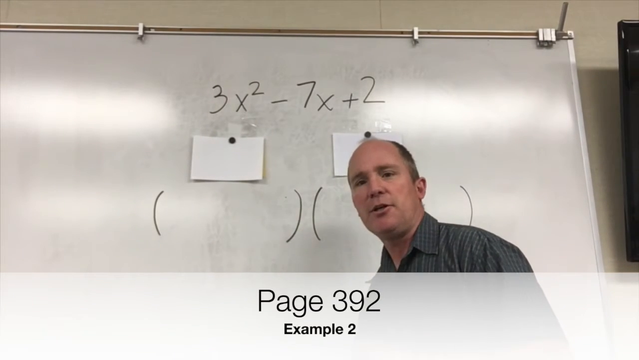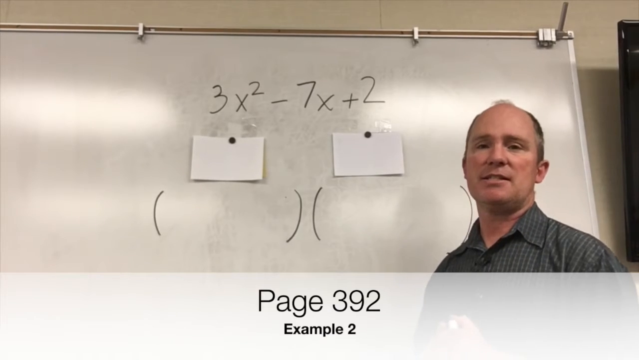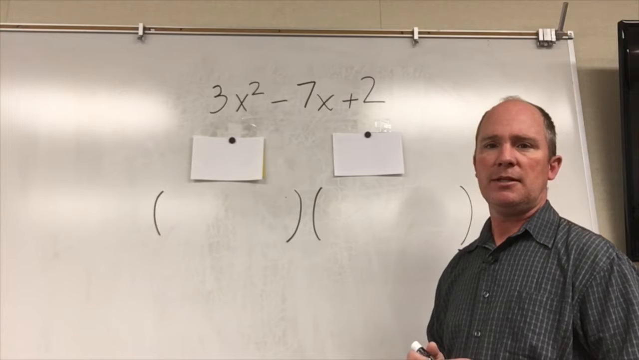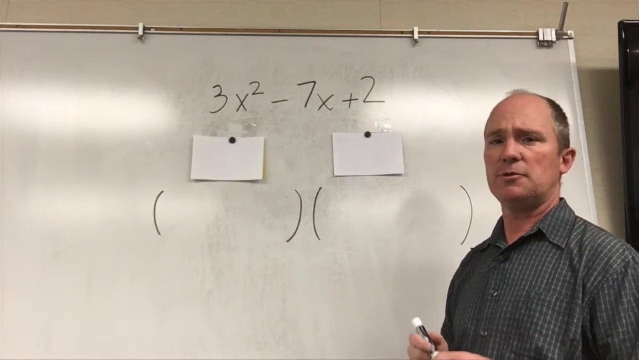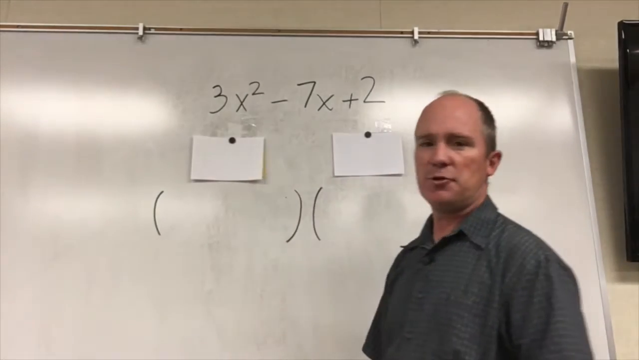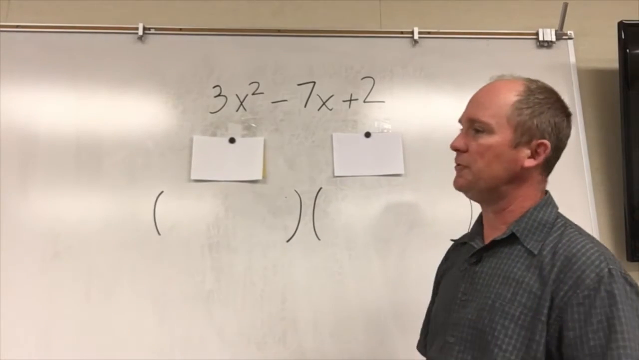If we take a look, we are on page 392 right now, and this is example number 2 on the bottom of page 392. There's part A and part B for this one, and we're going to look at part A first, and then we'll look at part B. So we're trying to figure out what times what is going to end up doing this when we do factoring.